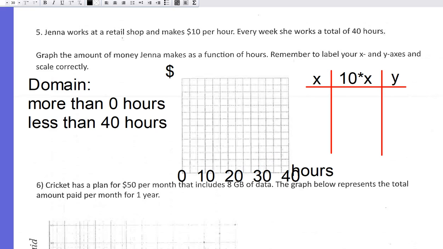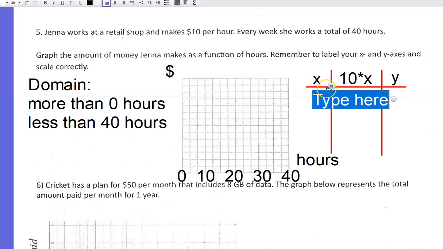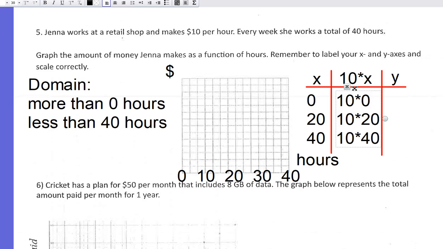And those were my hours. And I still need to figure out what reasonable range would be. Okay, so the domain, these are the numbers over here, 0, 20, 40 hours, say. So that's my domain. It's more than 0 hours, but less than 40 hours, and that's the domain. And then I'm going to multiply those inputs by 10 to figure out how much money she makes. So $10 an hour for 0 hours, $10 an hour for 20 hours, $10 an hour for 40 hours. So I just moved the decimal one time.